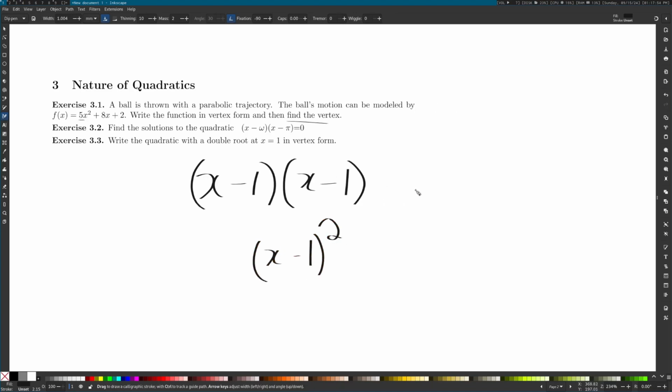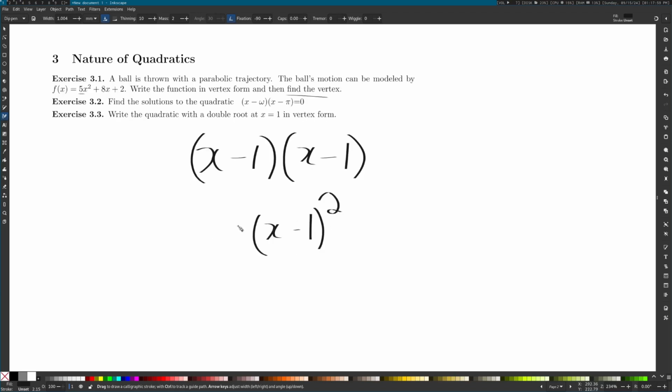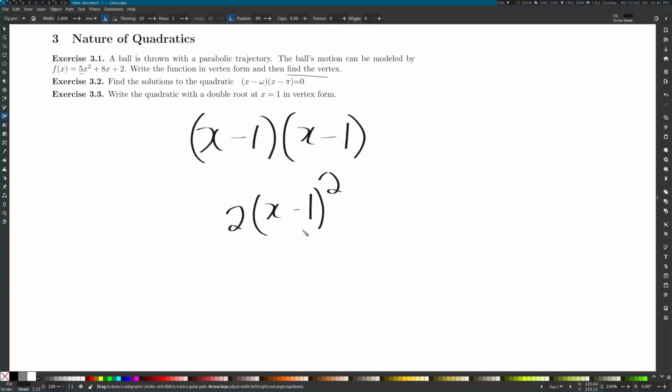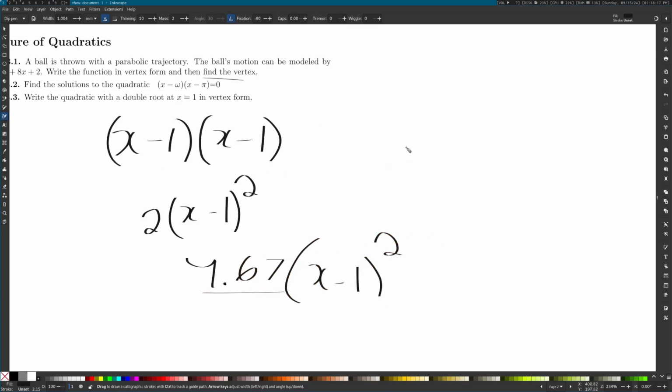So we could write this as x minus 1 squared. But there's one thing to keep in mind here. There's an a term here. We could make it whatever we want, and it would still have a double root at 1. So 2 times x minus 1 squared is equally valid as 4.67 times x minus 1 squared. And since we're given this freedom, I would write this problem as just a times x minus 1 squared, and we account for every possibility.